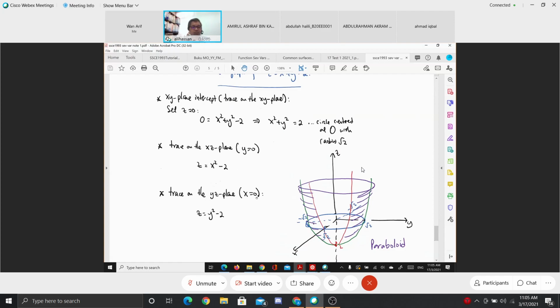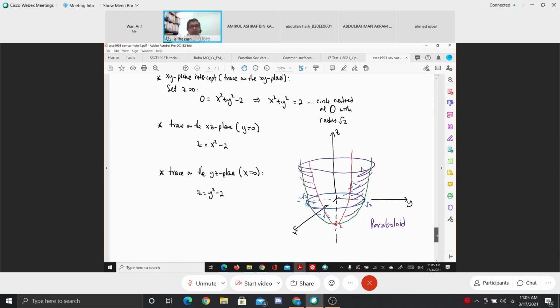And when we set x equal to 0, the yz plane is a parabola. So this is the yz trace. So with this information, we try to construct a surface.